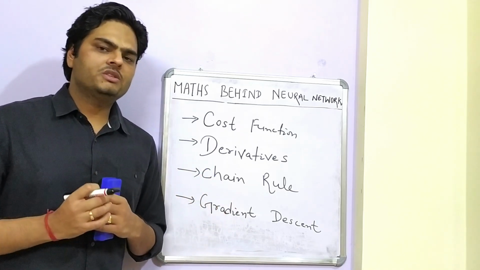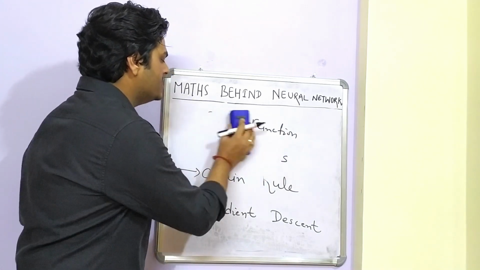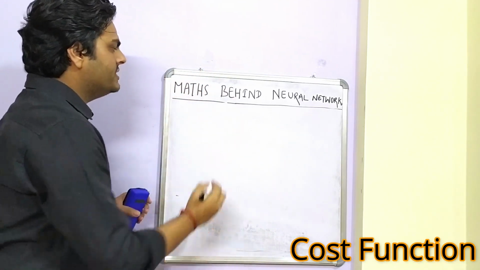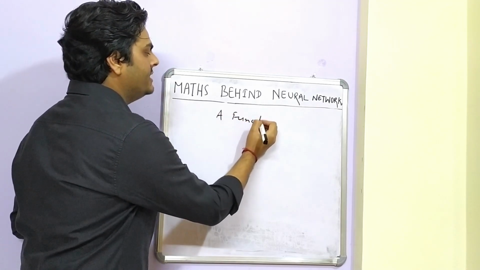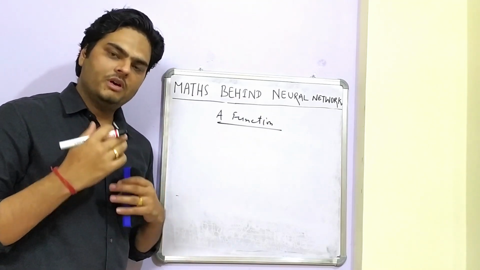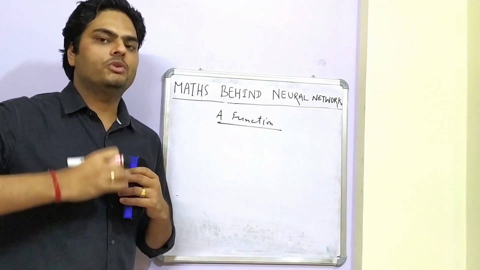Let us start the discussion with cost function. So can you recollect what a cost function is? Let me help you out here. A cost function is nothing but a function that tells you the goodness of your model. A cost function is a function that tells you how good your model is.